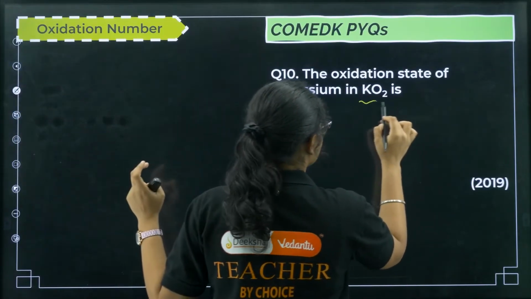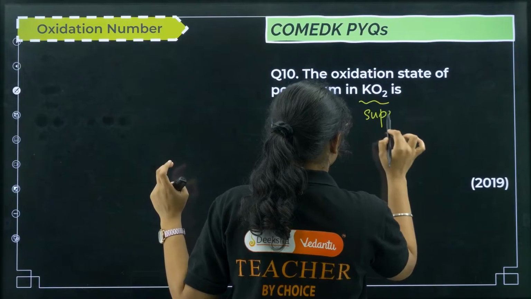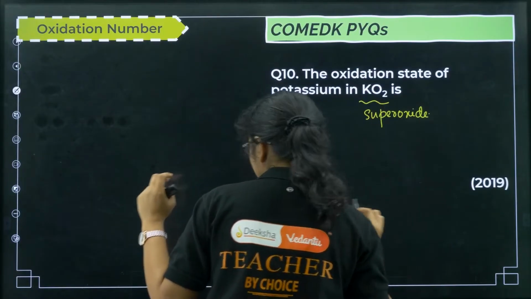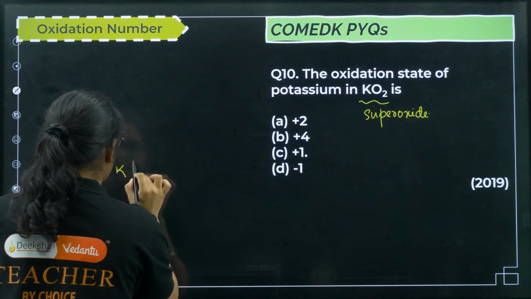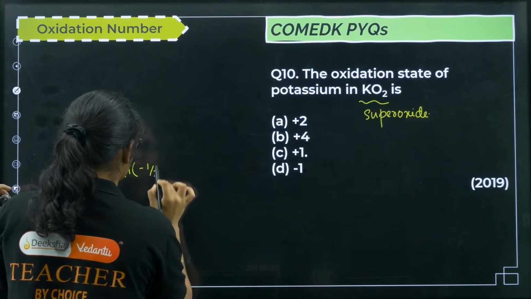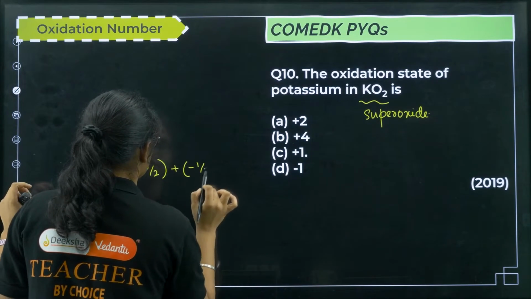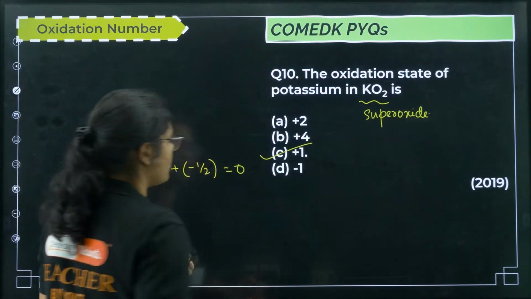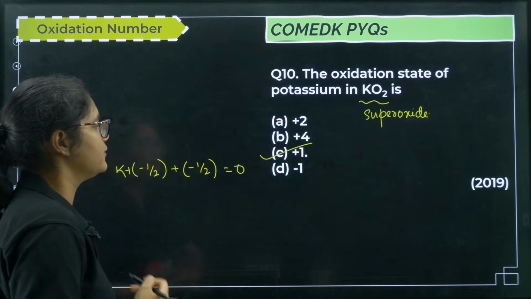So KO2 is a superoxide, okay. In superoxide, the oxidation charge, if you remember, it is K plus minus half plus minus half, okay, is equal to 0. So now the charge on K will be plus 1. Option number C is the correct answer here.